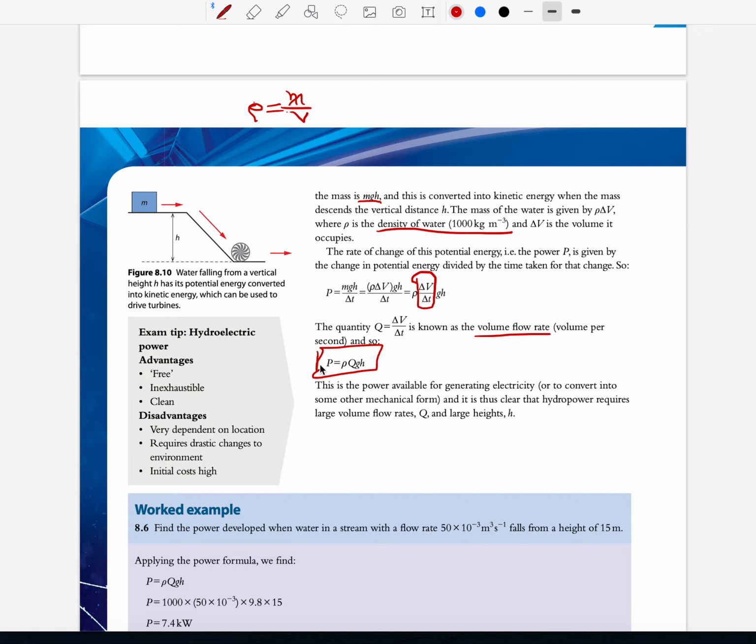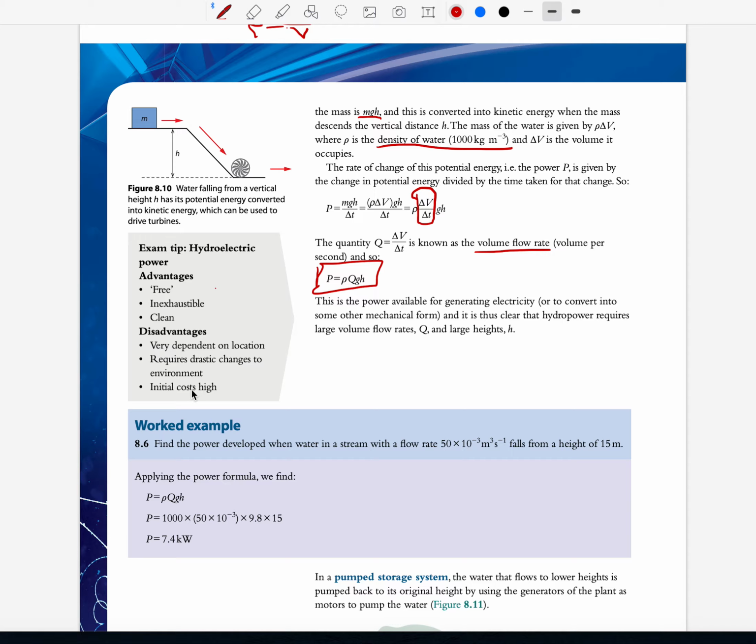And we come up with this expression, which is not in the data booklet, but it's easy to derive because you just need to remember this is mgh over time, the power of this hydroelectric dam. And again, advantages, disadvantages, like the solar power: it's free, it's inexhaustible, it's clean, there are no exhaust gases, there's no radioactivity.